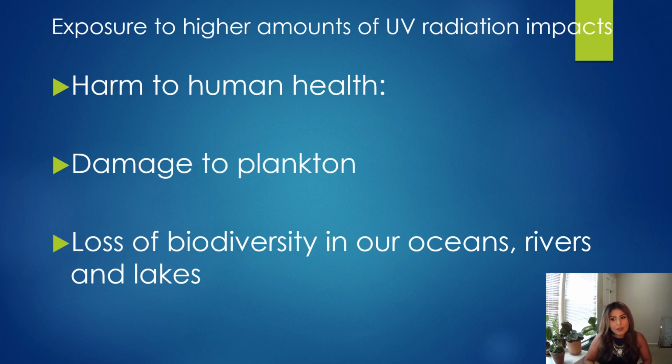What would happen if we didn't have an ozone layer? We would have higher amounts of UV radiation. What are some impacts of that? Obviously, it's harmful to human health: more autoimmune diseases, more skin cancers, cataracts, damage to plankton. Plankton is the building block of our water ecosystems, not just the oceans, but lakes, rivers, and streams. They all rely on plankton. It's the base of that food chain, of that food web, right? So this leads to loss of biodiversity in our oceans, rivers, and lakes. That's scary stuff, right?